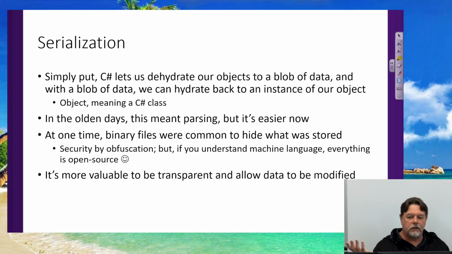But with JSON and XML, you can use Notepad to fix your objects if they have a problem. And they're relatively human readable, so you can understand what data is in there and fix it if you need to. By and large, that has been much more valuable in the industry than this whole attempt to be secure by obfuscation that they were clinging to before. So it's much better now.